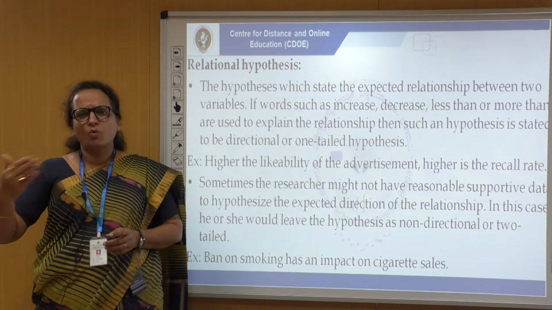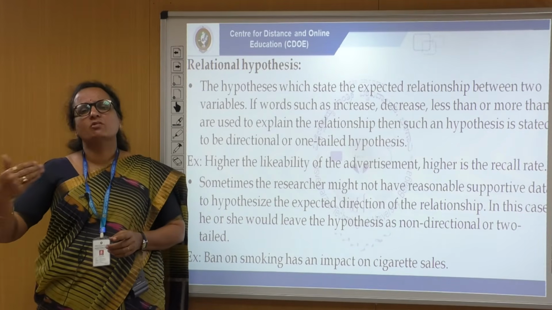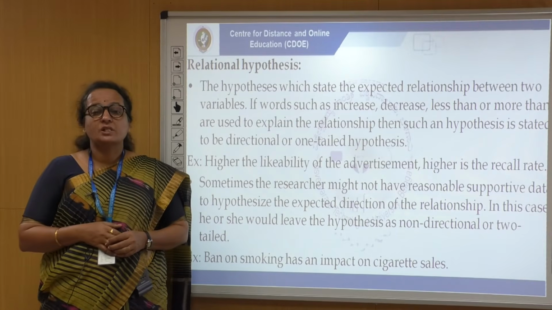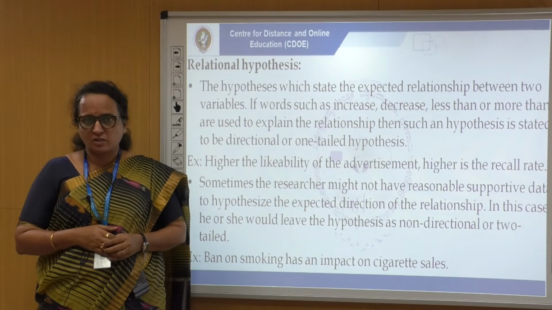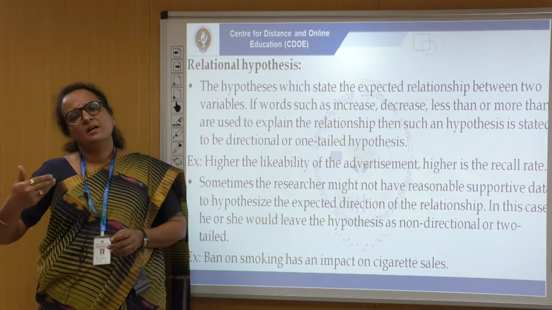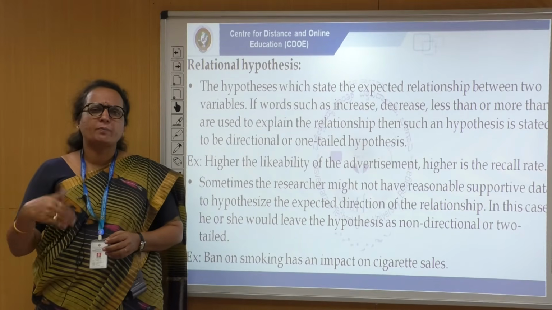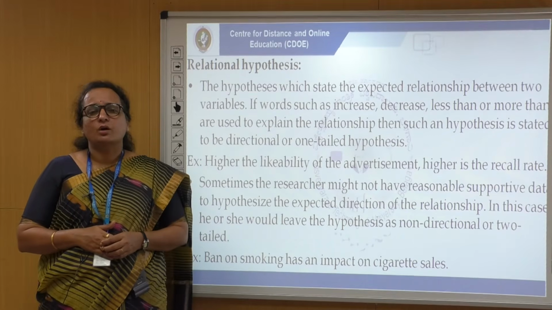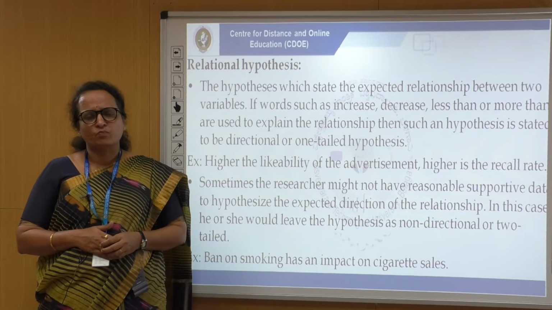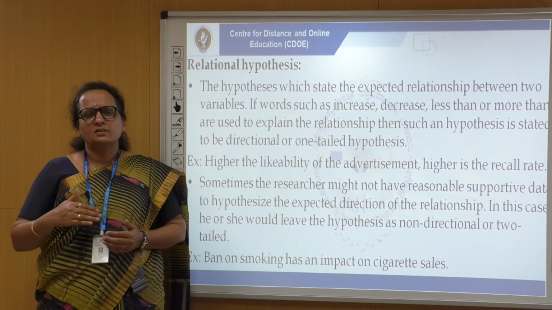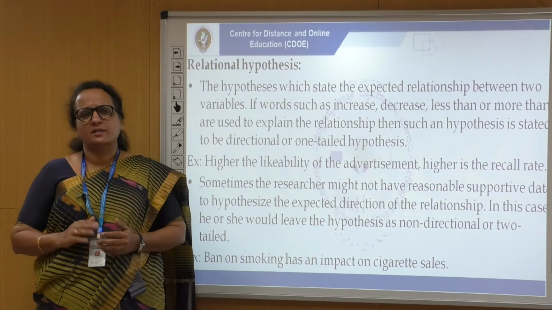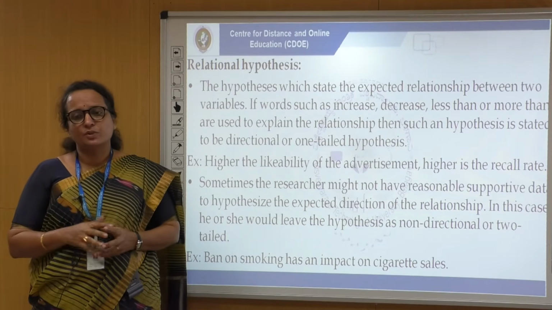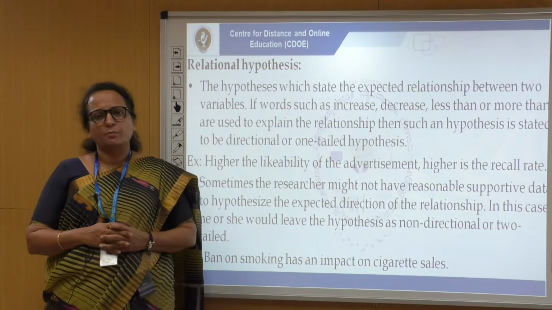Two-tailed means it may be more or less. It may be a positive impact or negative impact. Ban on smoking will definitely have a positive impact on cigarette sales, or ban on smoking will have a negative impact on cigarette sales. It could be positive or it could be negative. So such hypotheses are termed two-tailed hypotheses, because one is not sure whether it is having a positive direction or a negative direction. There is some direction. It could be positive or it could be negative. Such hypotheses are called non-directional hypotheses.